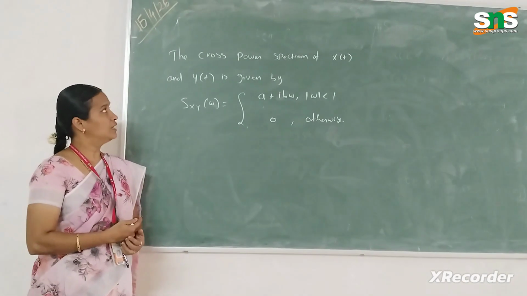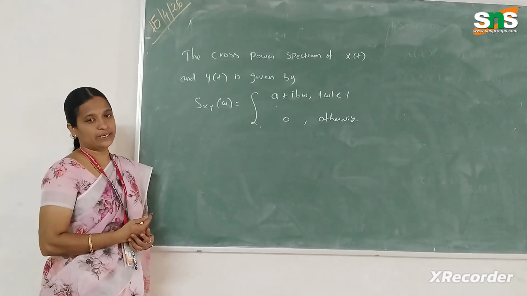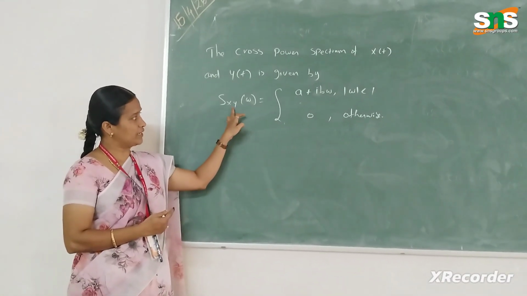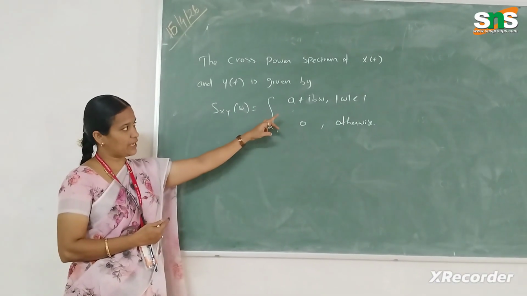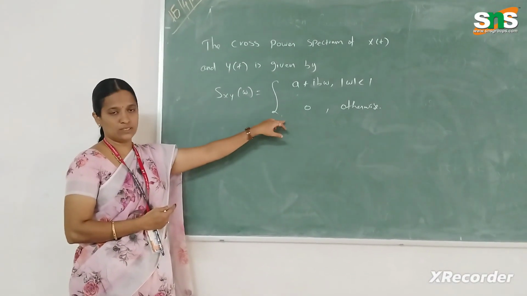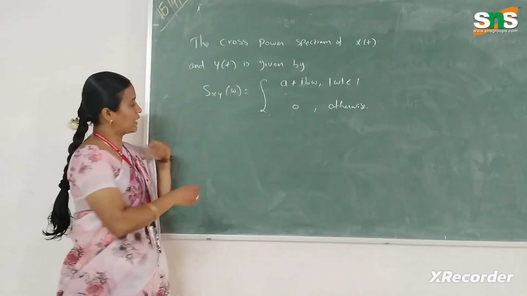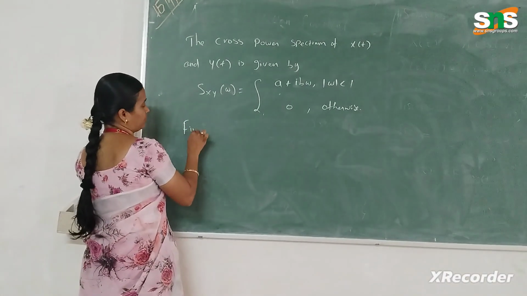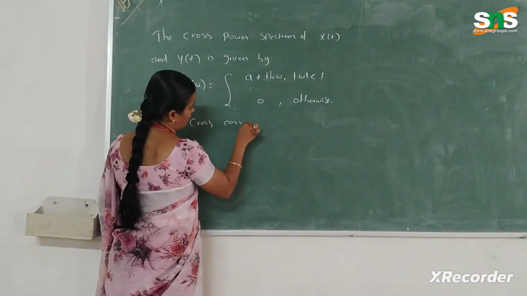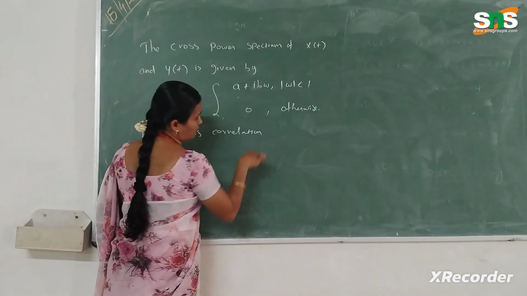Look at the problem. The cross power spectrum of the random process x(t) and y(t) is given by S_xy(omega) = a + ib omega, where |omega| is less than 1, and 0 otherwise. So you have to find the cross correlation function.